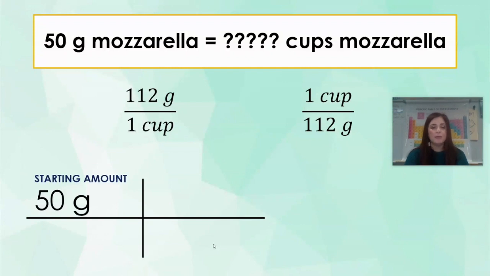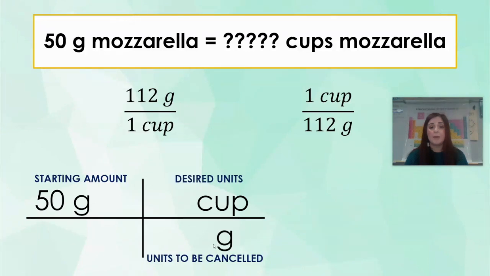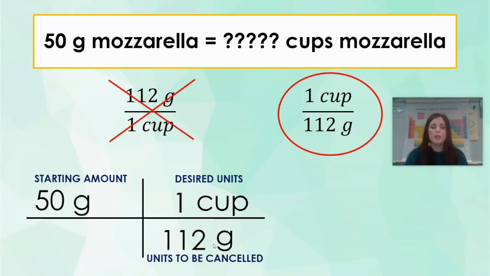That's my starting amount. We're going to bring grams down opposite. That's my unit that's going to be canceled. My unit of cups is going to go on top. Which one of these fractions is the correct one? Is it the right or is it the left? Hopefully, you would say that it is in fact the right one in this case. Those are the numbers that we need to plug into the right part of this dimensional analysis problem.